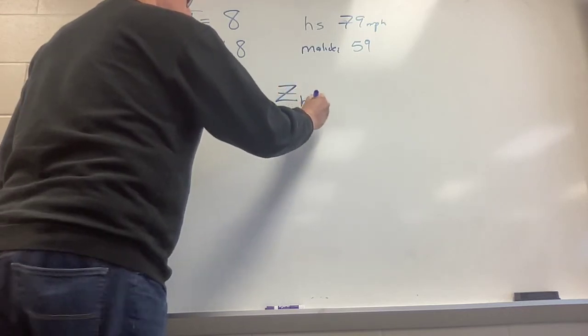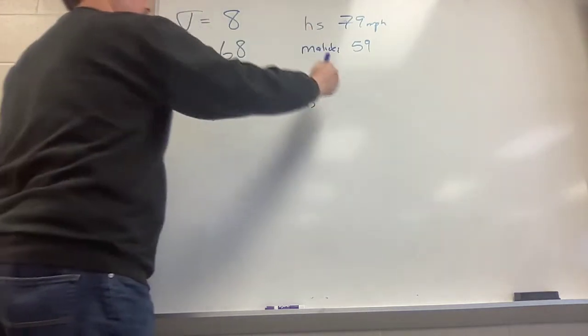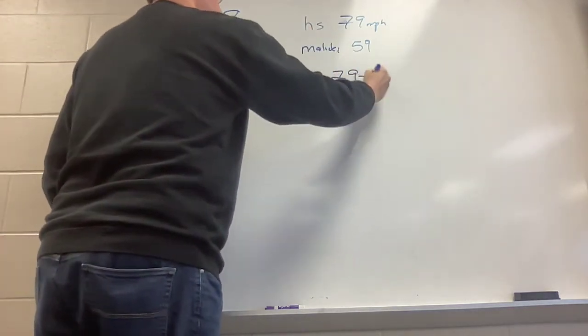Remember, it's a good idea to label. So the z-score for the high school kid who goes this fast.